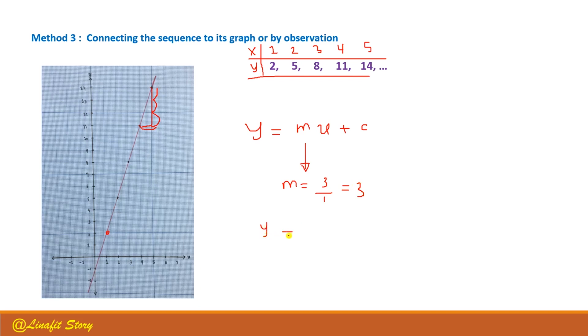Y is equal to mx plus c. The gradient is 3. So 3x, c is the y-intercept. The y-intercept is negative 1. 3x plus negative 1. Y is equal to 3x minus 1. So, the general term of the original sequence is Cn is equal to 3n minus 1.